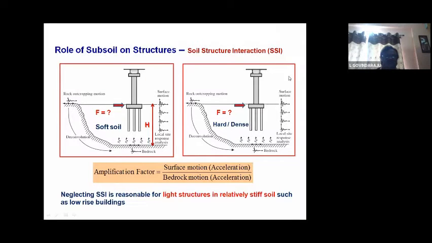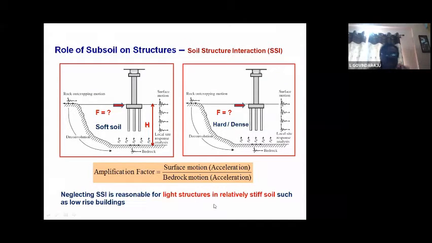So what we have to understand from this is that, without neglecting the role of the subsoil, the influence of the subsoil on the structure must also be studied, so that there is a proper coupling between the superstructure, foundation, and the soil as one unit, and it should be viewed as one particular unit during the occurrence of any seismic activity in a particular region.